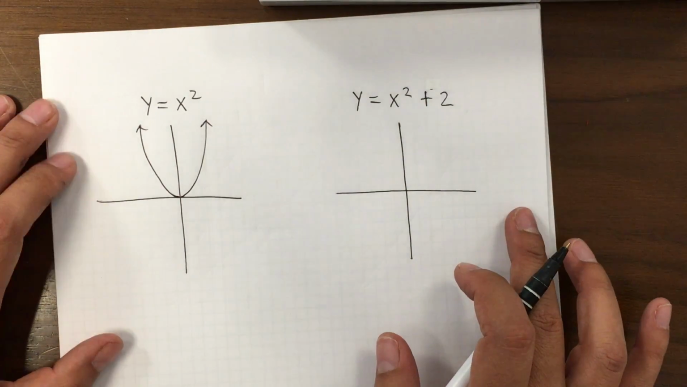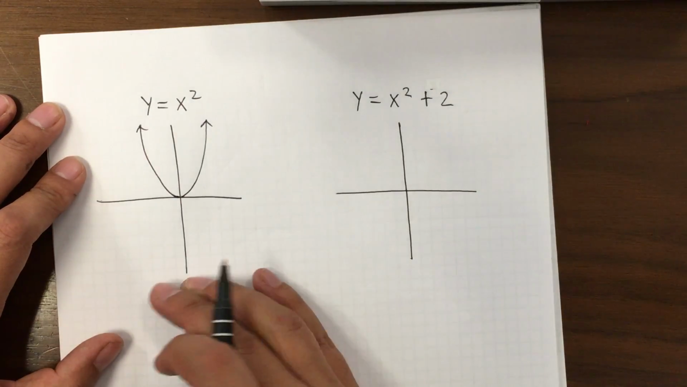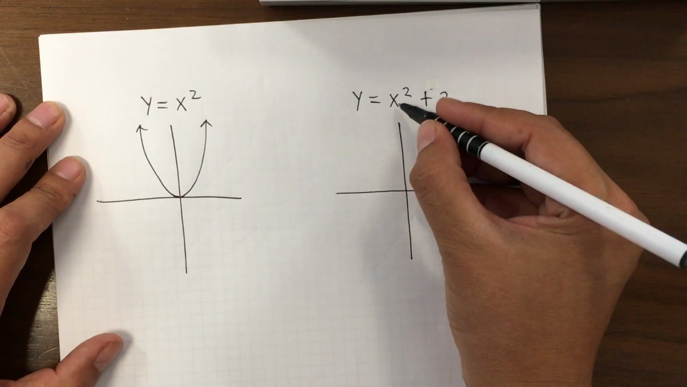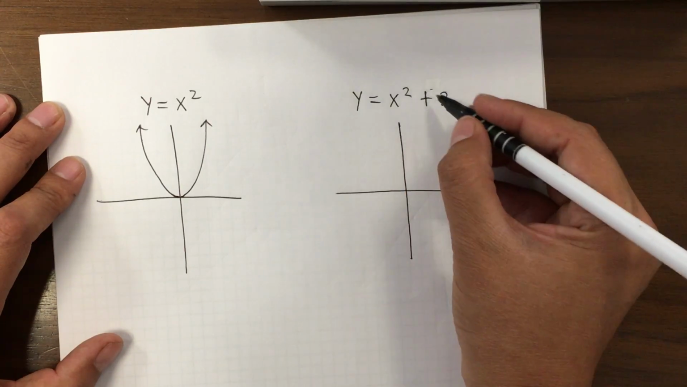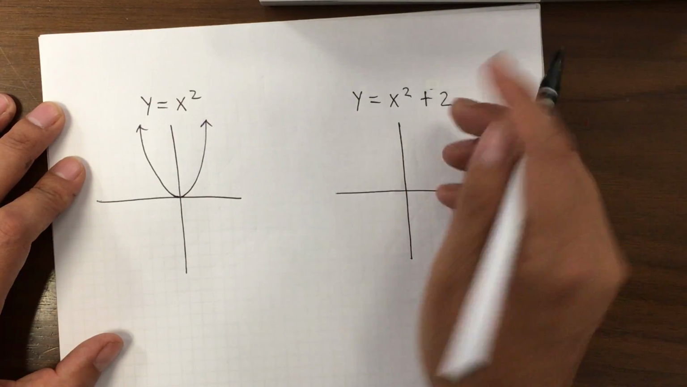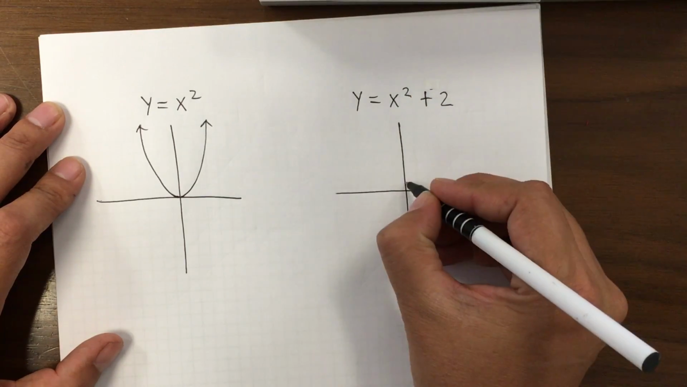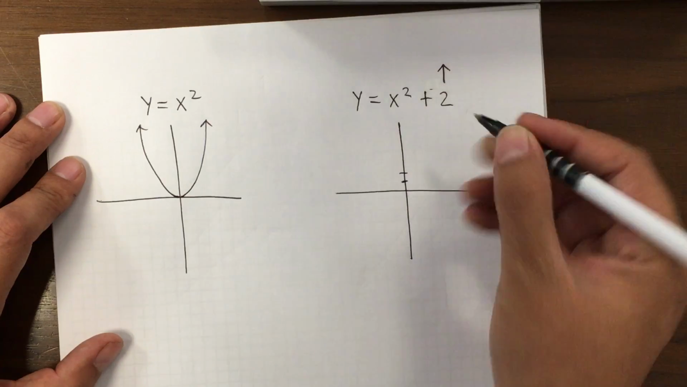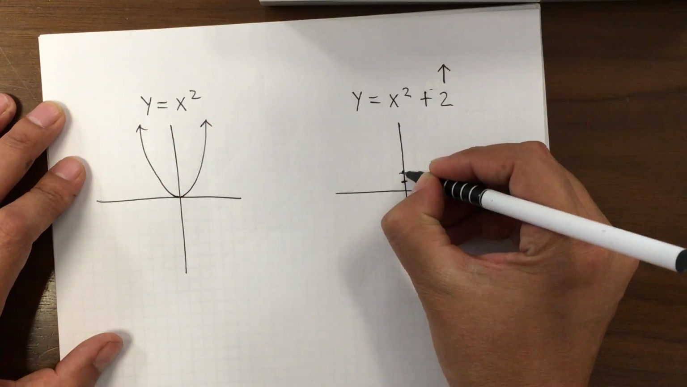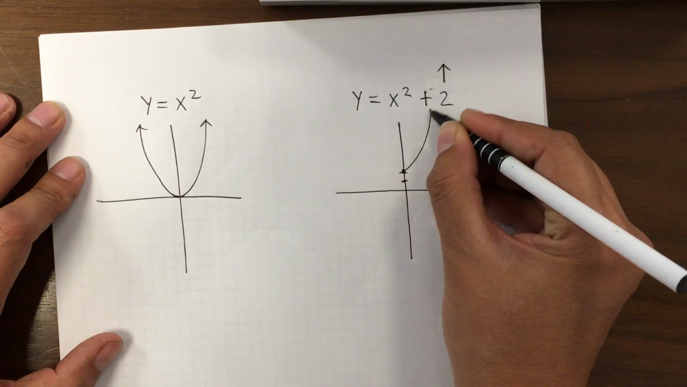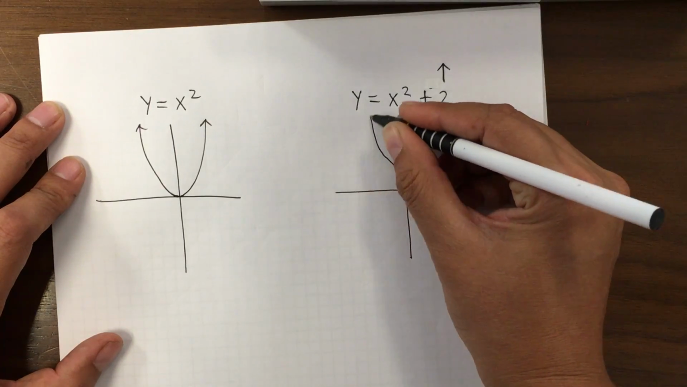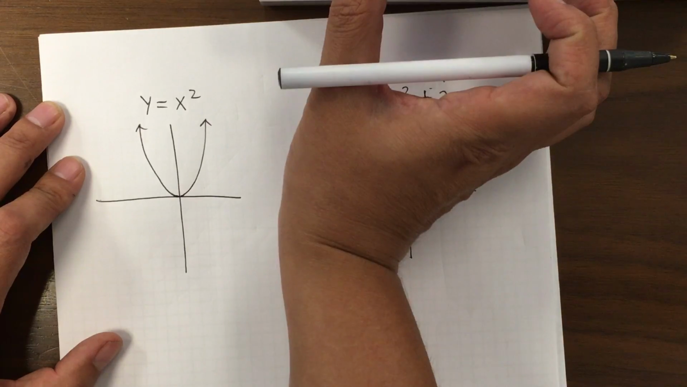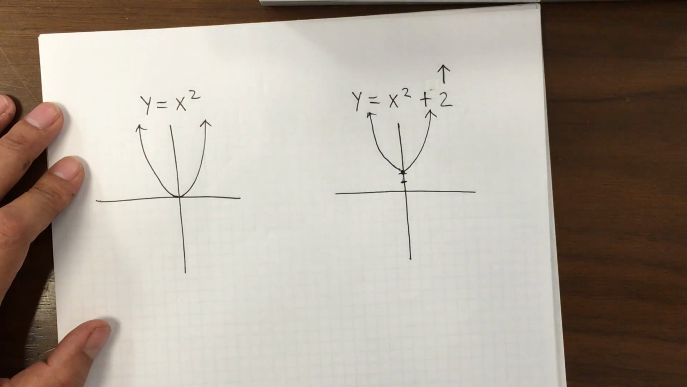Remember that if I go too fast, you can always just rewind the video, or you can pause it. So in here, you have the parabola, but then you're adding 2, and it's outside of the parentheses, so you're gonna go up. Remember that if there is no parentheses, it goes up. And so in here, you have your parabola, and the whole parabola just translates 2 spaces up.